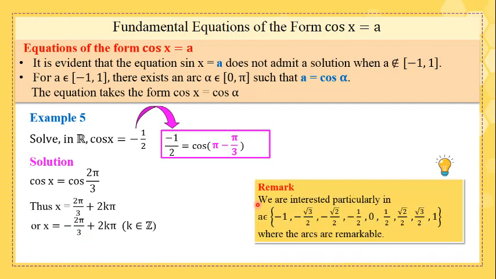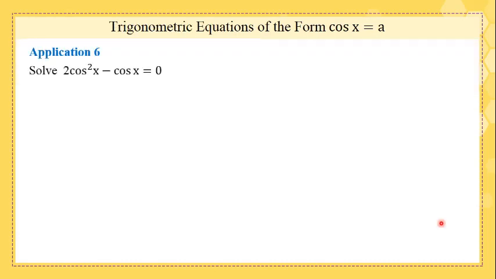We are interested just in the remarkable arcs: minus 1, minus radical 3 over 2, minus radical 2 over 2, minus 1 over 2, 0, 1 over 2, radical 2 over 2, radical 3 over 2, and 1. Application 6. Please take your time, try to solve it.